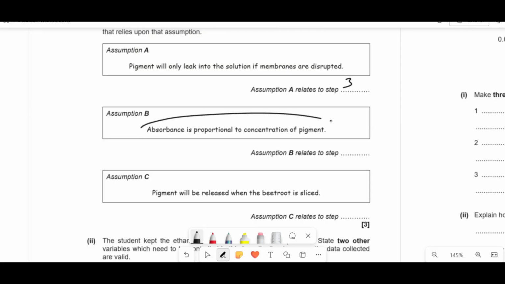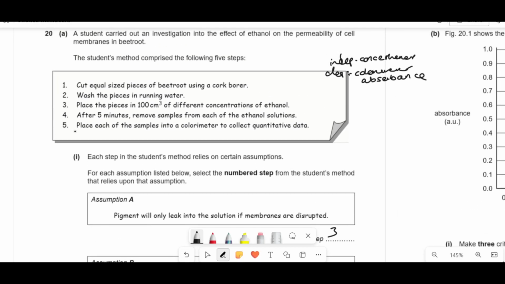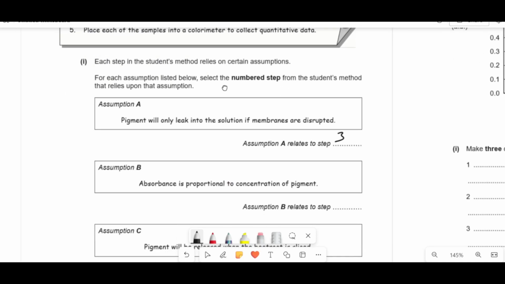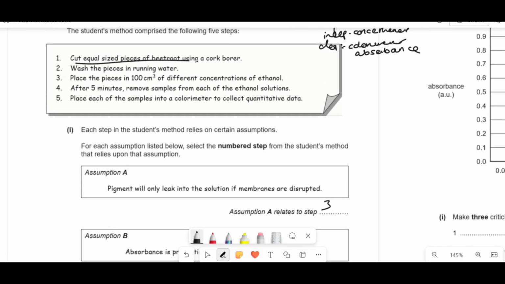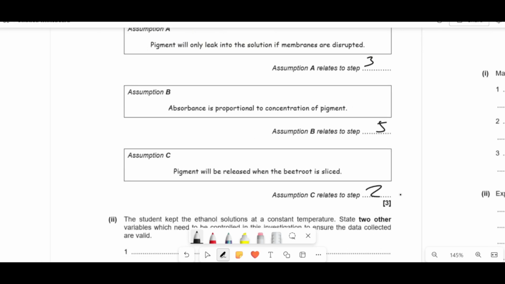Then absorbance is proportional to the concentration of pigment. That's got to be this last step, because they're measuring with a colorimeter to then plot it against the concentration and see if there's a pattern, any proportionality between them. So that's step 5. And it says the pigment will be released when the beetroot is sliced. So the step that factors that in is the cutting, that's going to release beetroot pigment. So the reason they're washing it is to remove it, like I said before. So that's got to be 2.